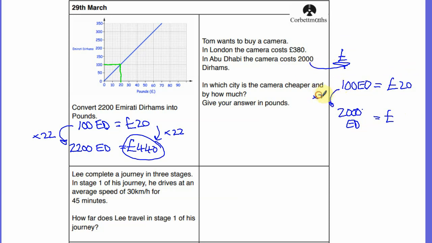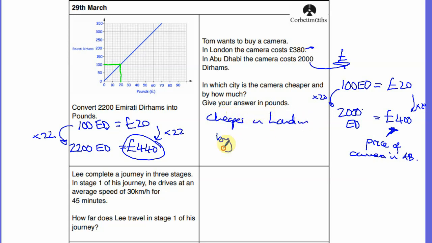So that's times by 2. So if I times by 2 here, that £40 there is the price of the camera in Abu Dhabi. The price of the camera in London is £380. So it's cheaper in London by £20, because the difference between 400 and 380 is 20.